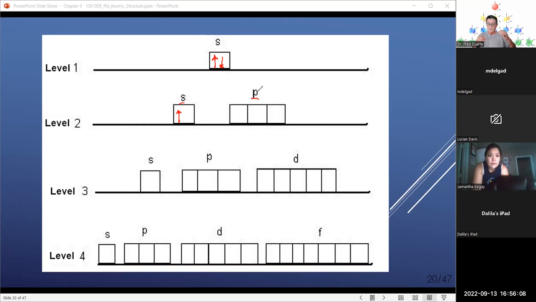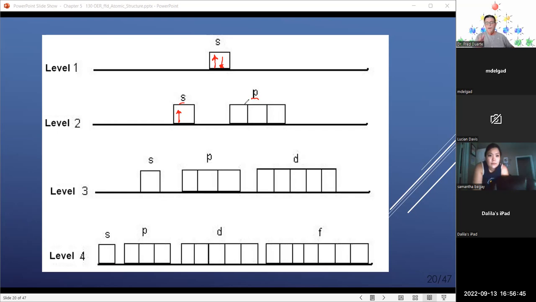Now, the s orbital gets filled first before the p. Within the energy levels of these orbitals, s, p, d, and f, the energy level of the s is lower than the p, which is lower than the d, which is lower than the f. And so the order of filling up the orbitals is s first, then p, then d, and then f. Okay. Also, if you have more than one orbital within, like the P, you've got 3, you fill each one individually first before you double up. Okay. Now we'll use an example in a second.